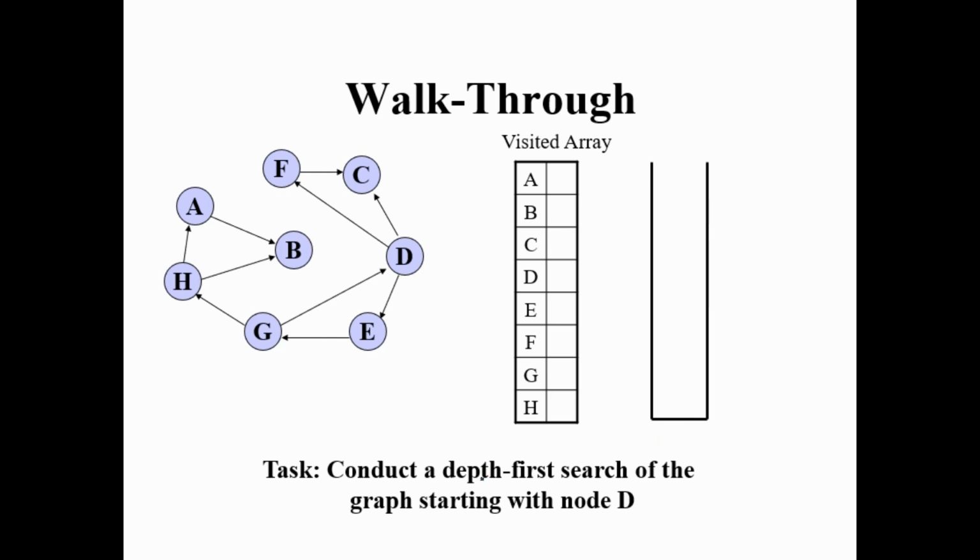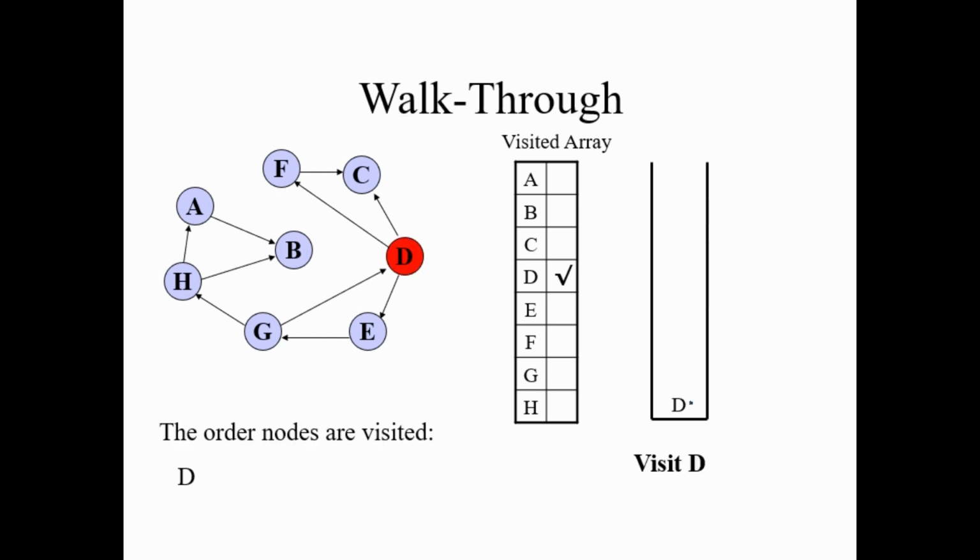So what we want to do is conduct a depth first search of the graph starting with the node D. Okay, so we will start here. The algorithm states that starting with this one, firstly we mark this node. Whichever node we visit, we mark it and push it into the stack. That means we are visiting that node.